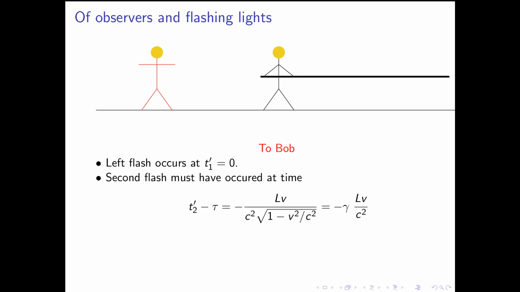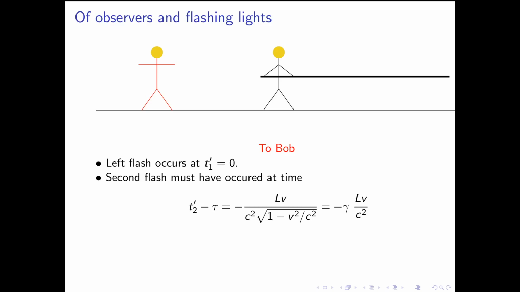So the conclusion is, two events which Alice sees occur simultaneously, the two light flashes at two ends of Bob's rod, at a distance of L from each other, remember that's Alice's distance, is seen by Bob, somebody who is moving with respect to her, to occur at a time difference. The left flash occurs at t1 prime equals 0. The right hand flash, the second flash, must have occurred at time minus gamma LV by c square.